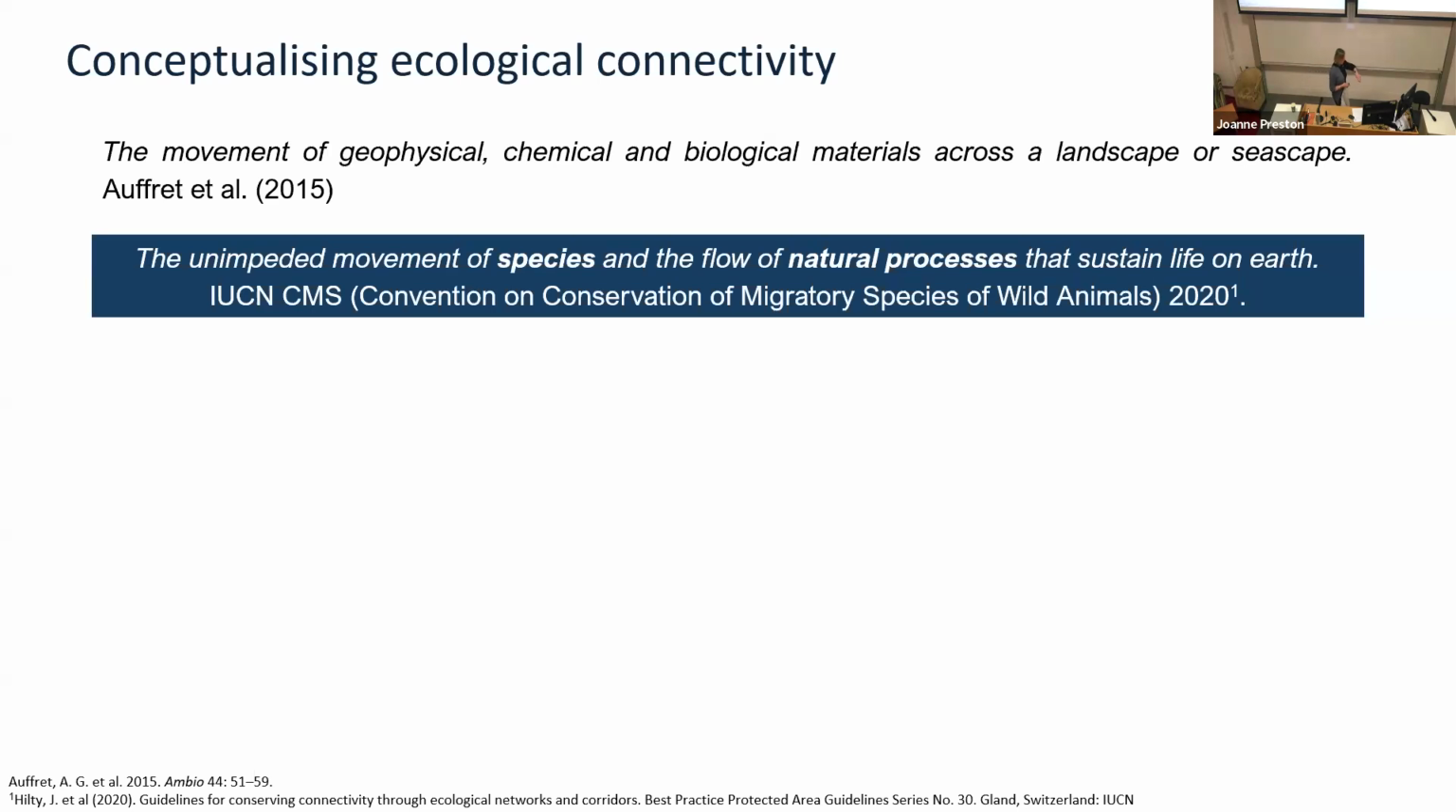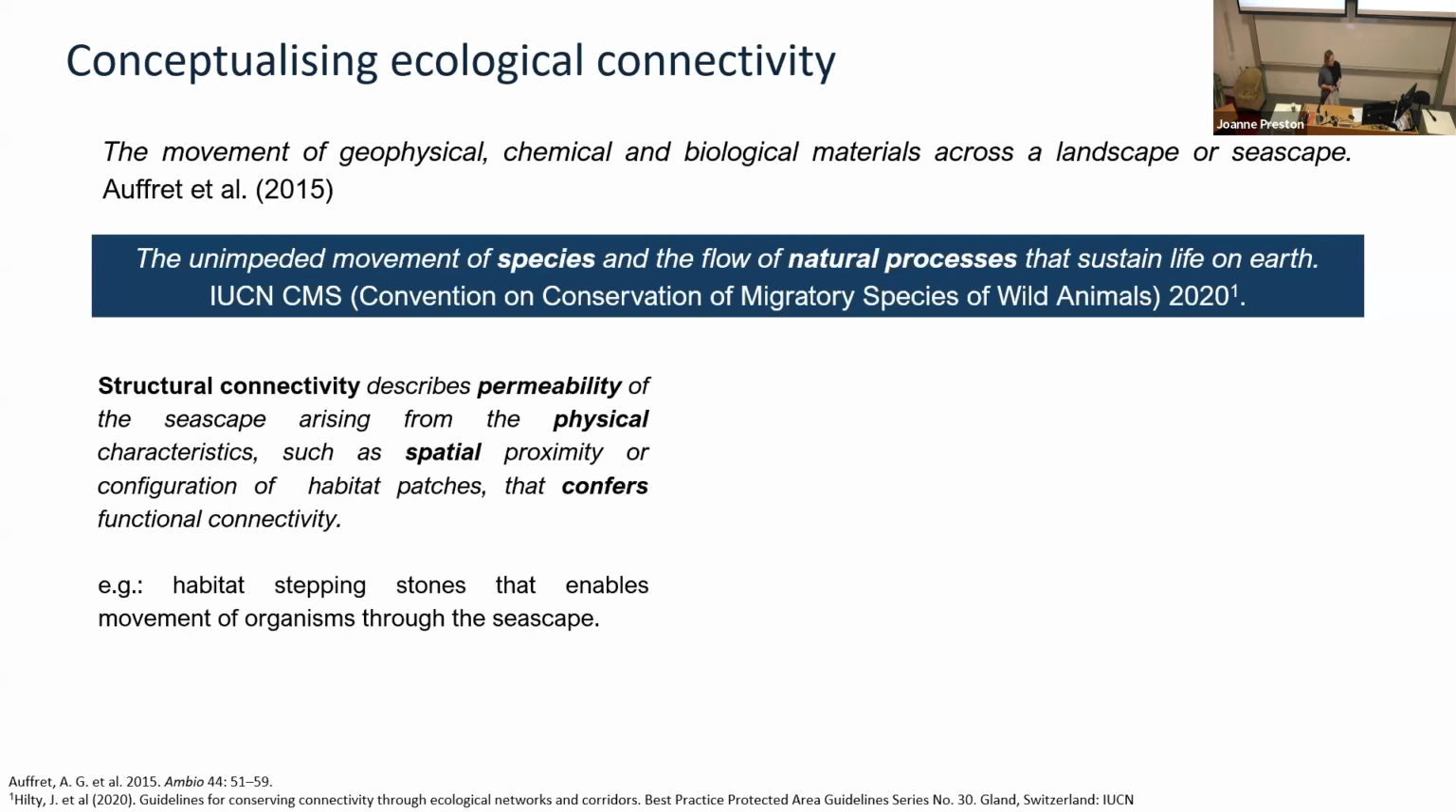So, ecological connectivity. Defined here as the unimpeded movement of species and the flow of natural processes that sustain life on Earth. That's the IUCN via the CMS Convention. Or the movement of geophysical, chemical, and biological materials across a landscape or seascape.